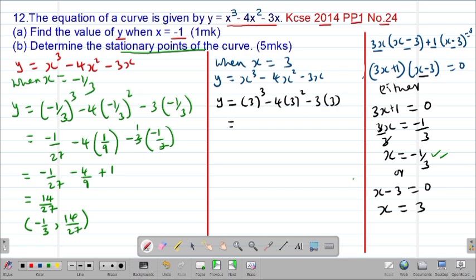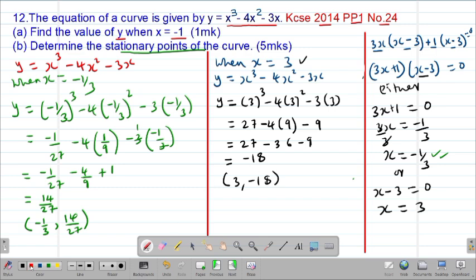So this will be equal to 3 cubed is 27, then of course minus 4 into 3 squared will give me 9. Then of course minus 3 by 3, I'm going to get 9. So this will be equal to 27. Then of course minus 4 times 9, that is 36. Then minus 9. You feed this on the calculator, you'll get negative 18. Therefore, it means that the second turning point will be x was 3. Then of course my y is negative 18.